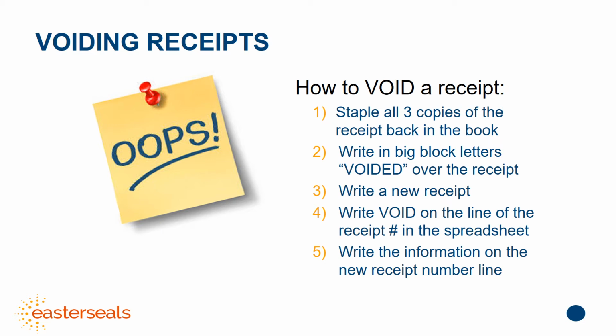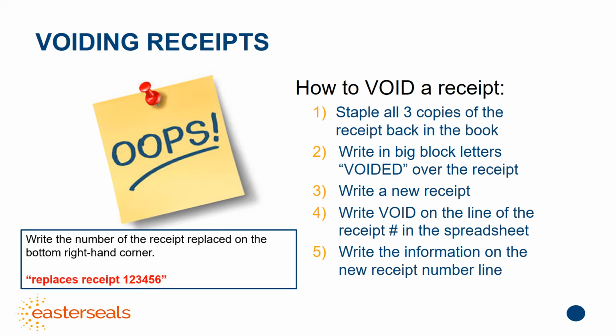And on the actual yellow receipt, the new one that you write, at the bottom right hand corner, you want to make sure that you write replaces receipt number, and the number. That way when we receive it in accounting, we know that this receipt replaces whatever voided receipt. And it's also good to put it on the spreadsheet so that when we're entering from the spreadsheet, we'll know we need to correct a receipt that was already written.